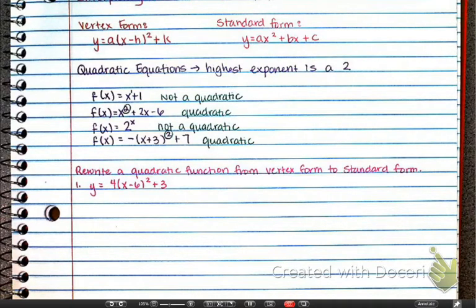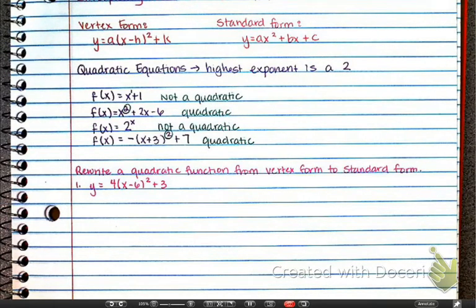I want you to take a look at that. I don't want you to do any math, but I want you to come up with a plan with your group on what you could potentially do to rewrite it from vertex form to standard form. You need to think of everything you've learned this semester. How would you rewrite it from vertex form to standard form? Talk to your group right now. I'm going to come around and ask people.